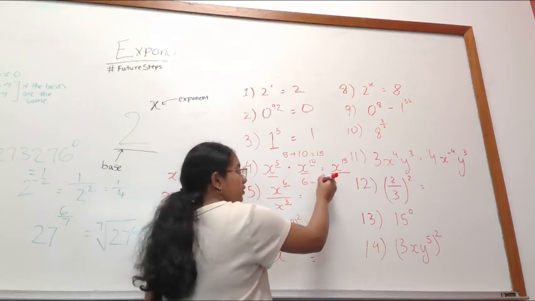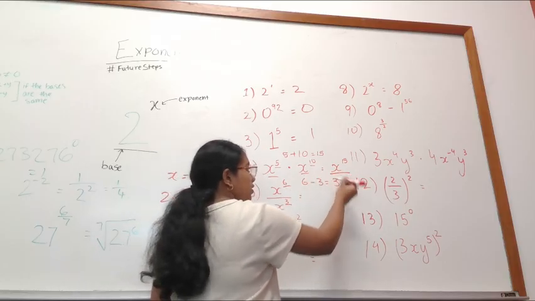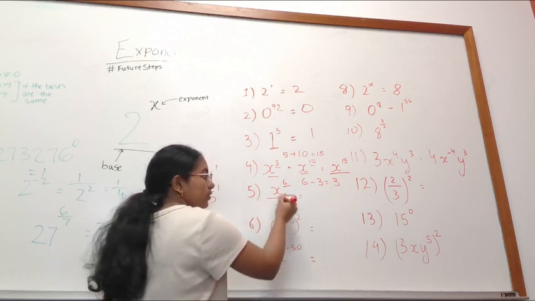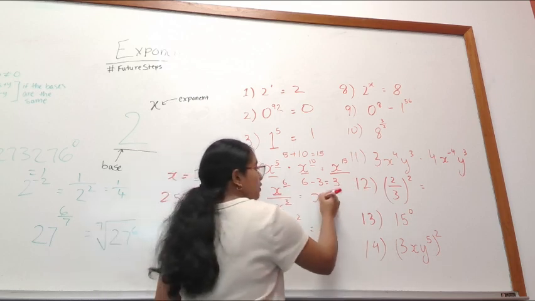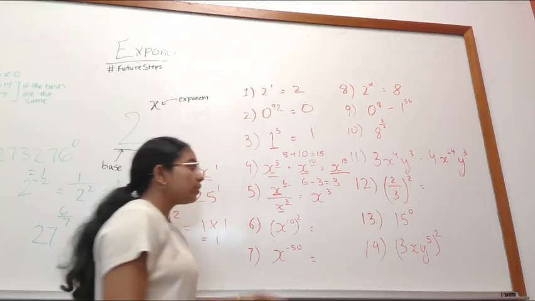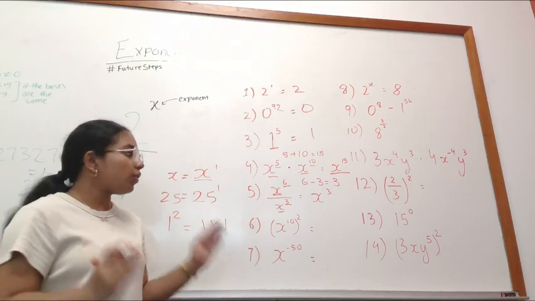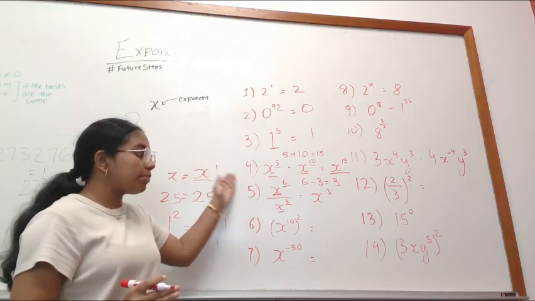So 6 minus 3 is 3. So it's going to be x, because it's the same base, to the power of 3. And remember, this is really important. You can only apply these if it's the same base.